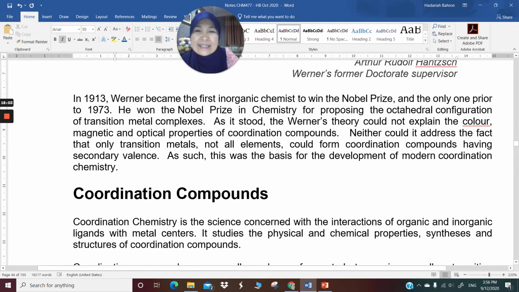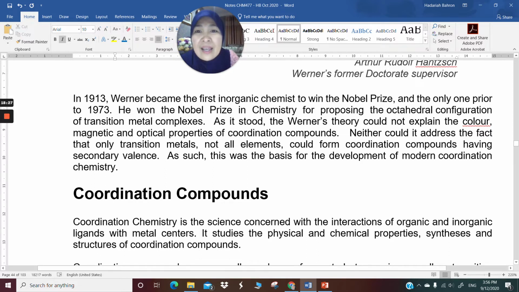So in 1913, Werner, with his finding, became the first inorganic chemist to win the Nobel Prize, and the only one before 1973. So there is a 60-year gap between Werner and the next inorganic chemist to win the Nobel Prize.